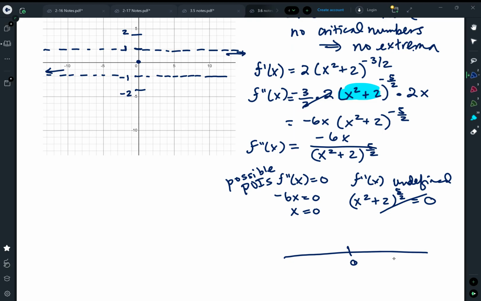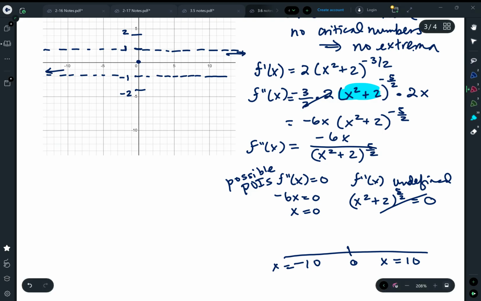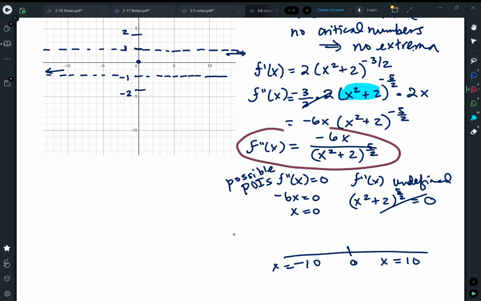And we want to look at a number that's positive. We want to look at a number that's negative. So if I put in a positive number, say positive 10, into my second derivative, remember we're plugging back into the second derivative. This is a second derivative chart. We're looking for concavity, possible POIs. So if we put in a positive 10, my denominator is always positive no matter what. I don't have to worry about it. But my numerator would be a negative. Negative 6 times a positive 10 is a negative. And if I put in a negative value for x, the reverse will happen. I will get a positive. Negative times negative is positive.